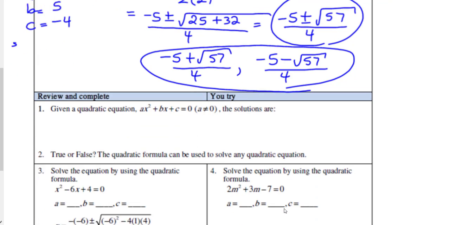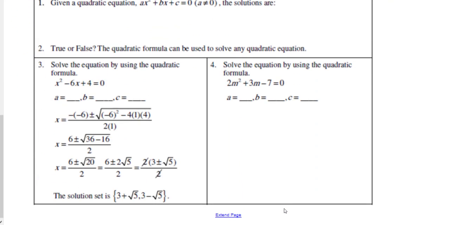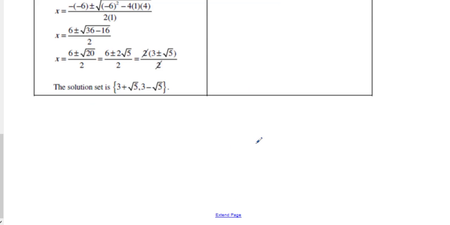Okay, so let's try another one down here at the bottom of the page. 2m squared plus 3m minus 7 equals 0. It's already set equal to 0. A equals 2. B equals 3. C equals negative 7. I'm going to go ahead and make the page a little longer.